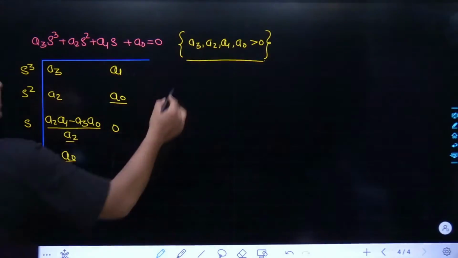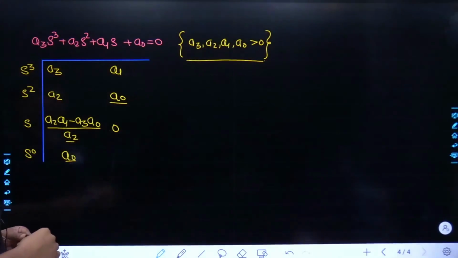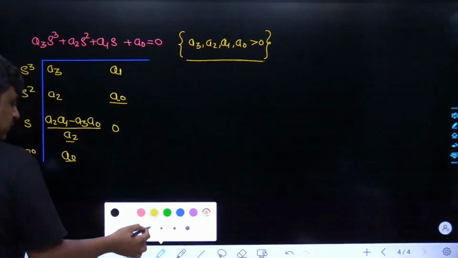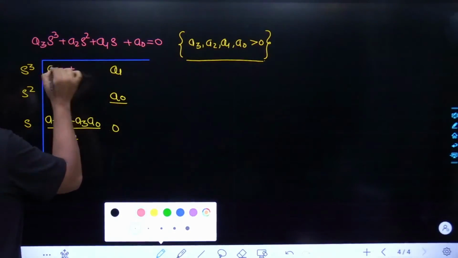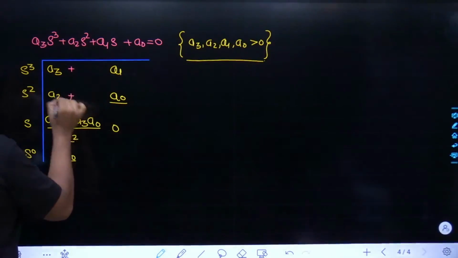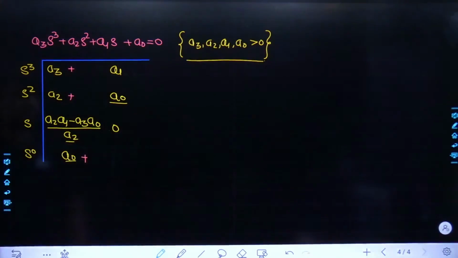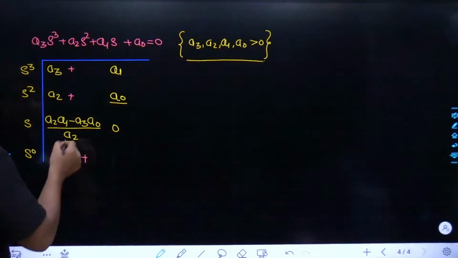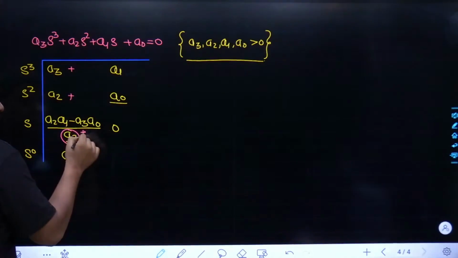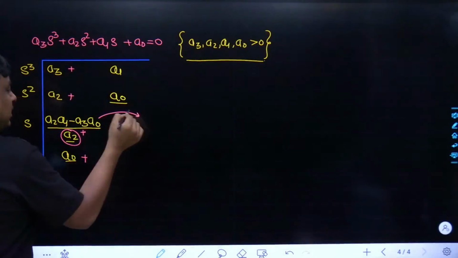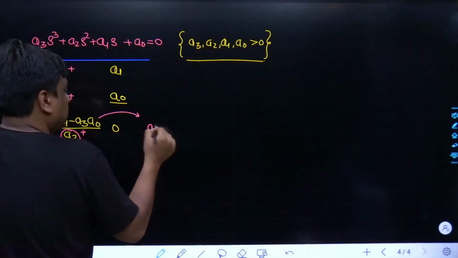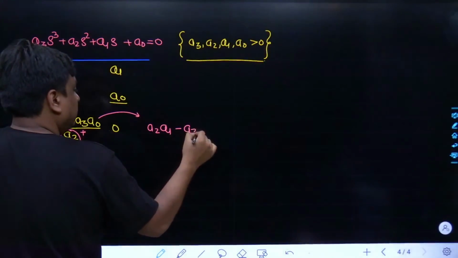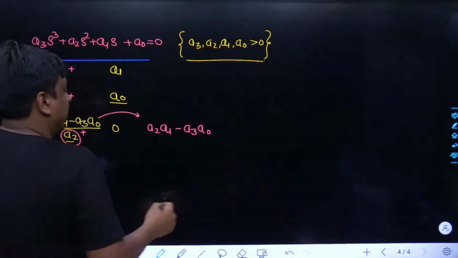See, it has clearly been said that a3, a2, a1, a naught are real values greater than 0. So obviously the sign of the first element of the principal column is positive. Here also it's positive, and here also it's positive. For making this system a stable system, what do you exactly want? Since a2 is also positive, you just want only one thing, and that is a2 into a1 minus a3 into a naught has to be greater than 0.